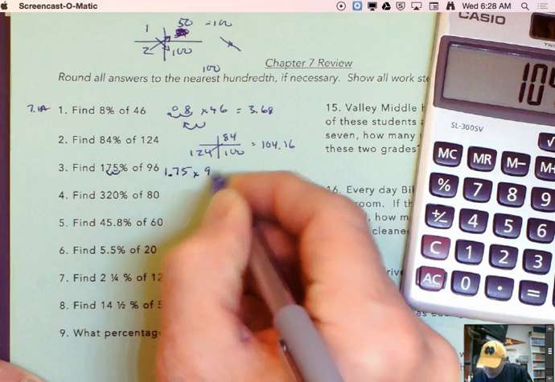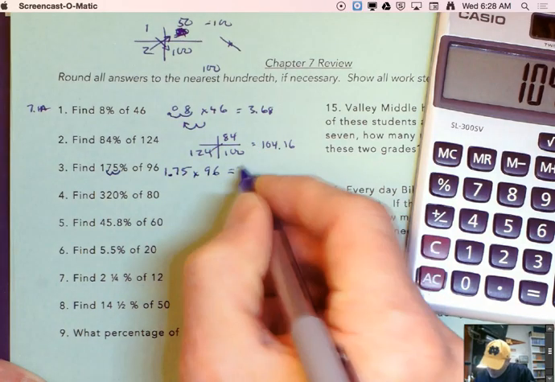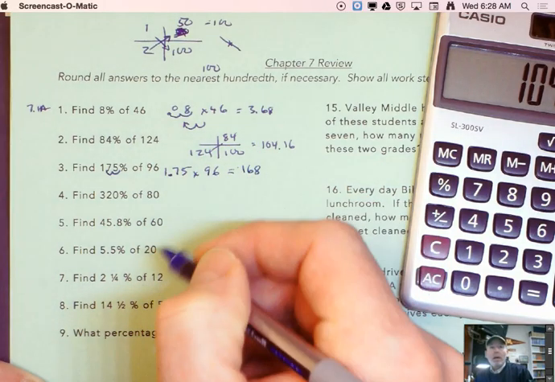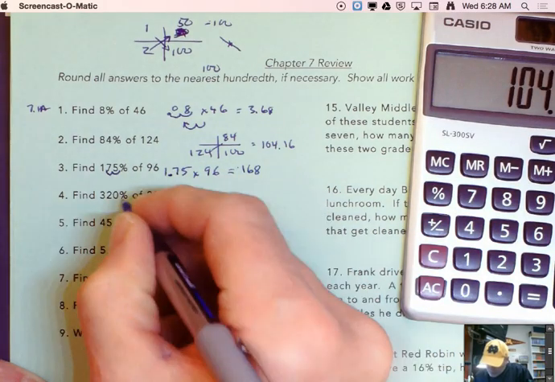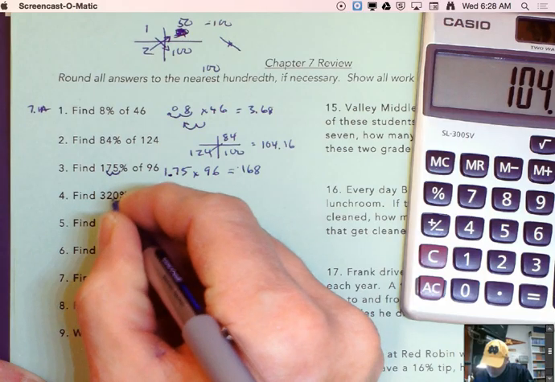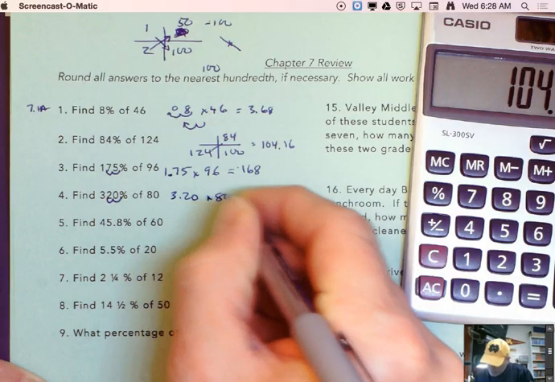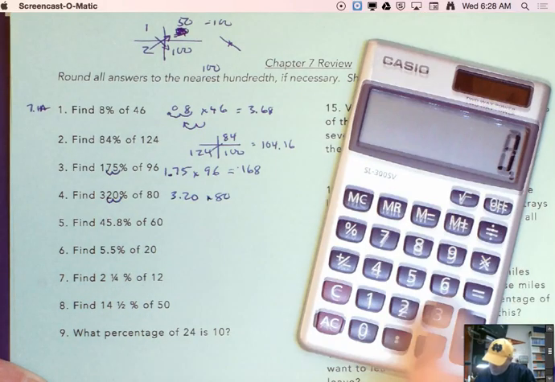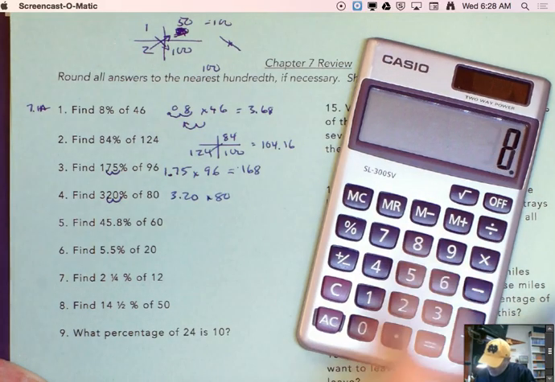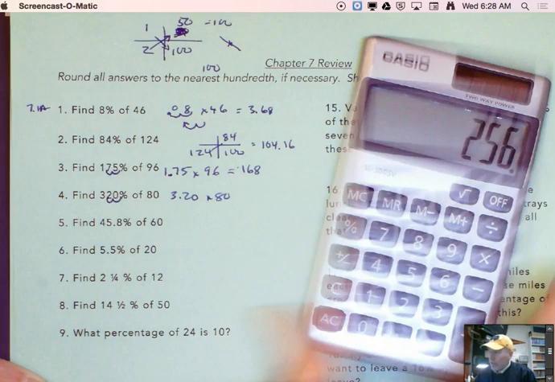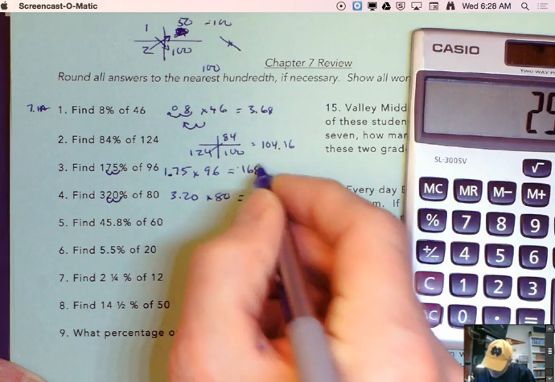times 96. In some of these, I'm just going to take the answers off my sheet here. That would equal 168. Okay? Instead of popping them all into the calculator. We have to find 320%. I'm going to move that decimal. It's here at the end of the number. 1, 2. So that's 3.20 times 80. I'll do that one for you. 3.2 is the same as 3.20 times 80. And that equals 256. I'll circle my answers on here so you see them.